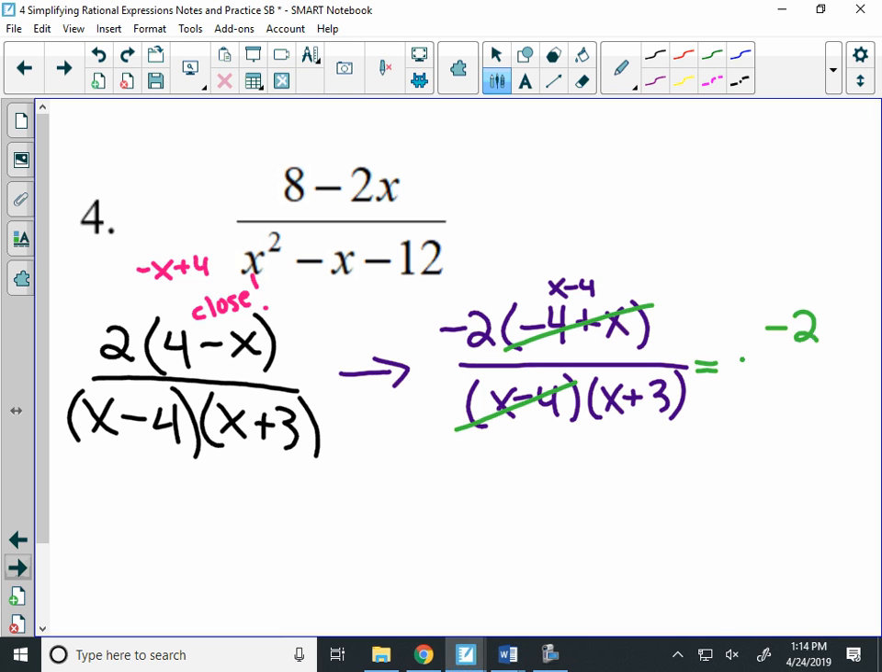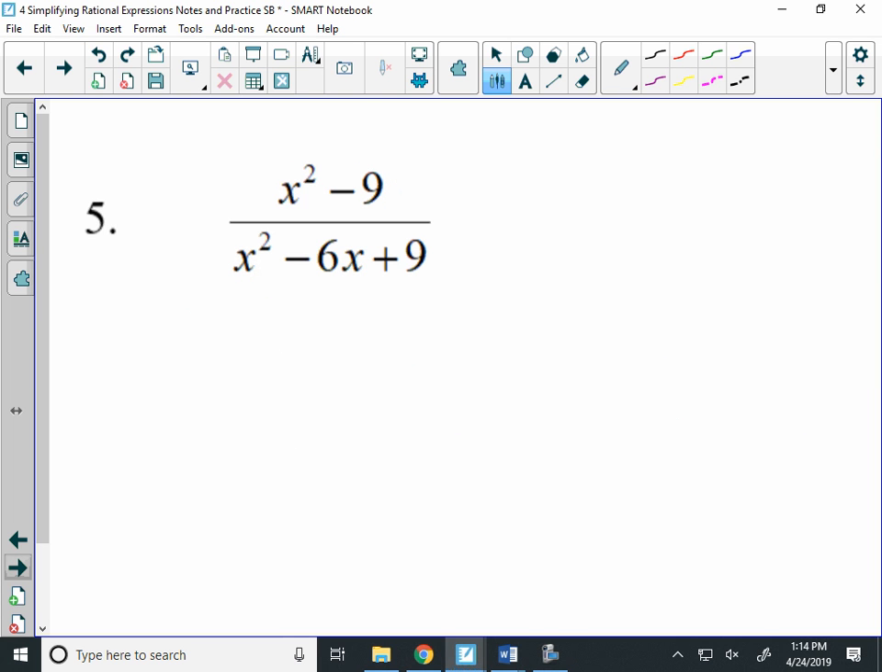Negative 2 over x plus 3. And that's it. That's probably the hardest one on the page. Two more. x squared minus 9. How does that factor? Difference of squares, yes.